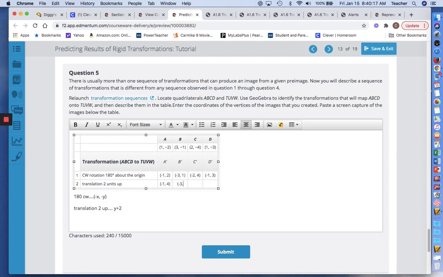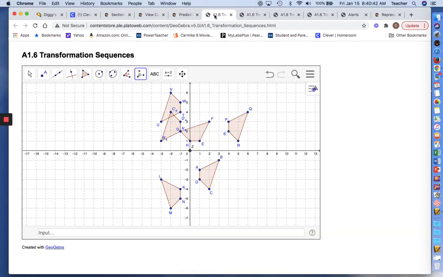This -3 is going to stay the same. 1 plus 2 is 3. This -2 is going to stay the same. 4 plus 2 is 6. And this -1 is going to stay the same. We're going to add 3 plus 2, and that makes 5. All right, so there it is. We're done. Now, my visual people, we're going to translate that 2 up by vector.